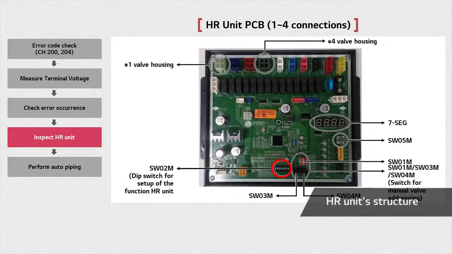Inspect the HR unit. The structure of the HR unit's PCB is shown. First, check the dip switch in the PCB. As shown in the picture, the number of indoor units can be set by using the HR unit's SW02M dip switch, switch number 2 and 3.